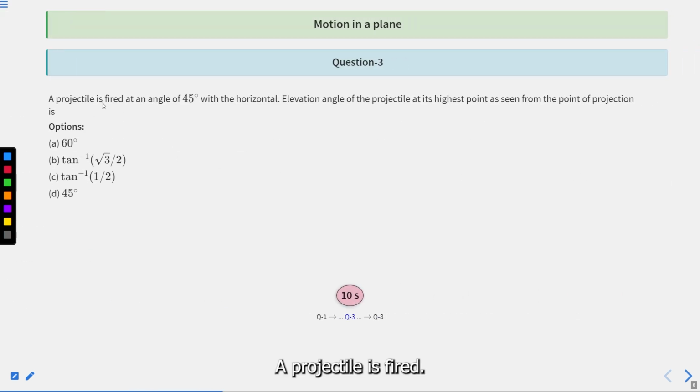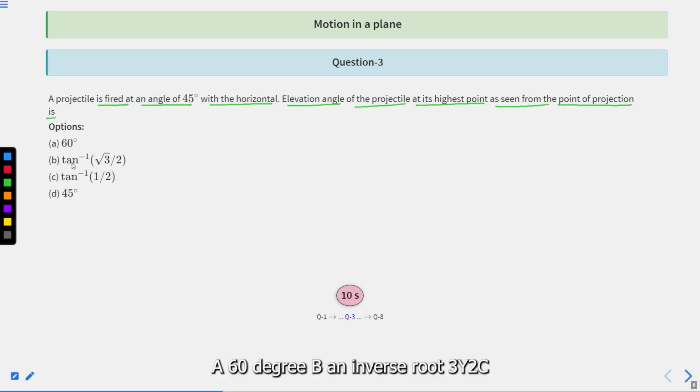A projectile is fired at an angle of 45 degree with the horizontal. Clear? The elevation angle of the projectile at its highest point as seen from the point of projection is what? A 60 degree, B tan inverse root 3 by 2, C tan inverse 1 by 2, and D 45 degree. Which option is correct? You have 10 seconds to solve this question. After it, we will provide the solution.